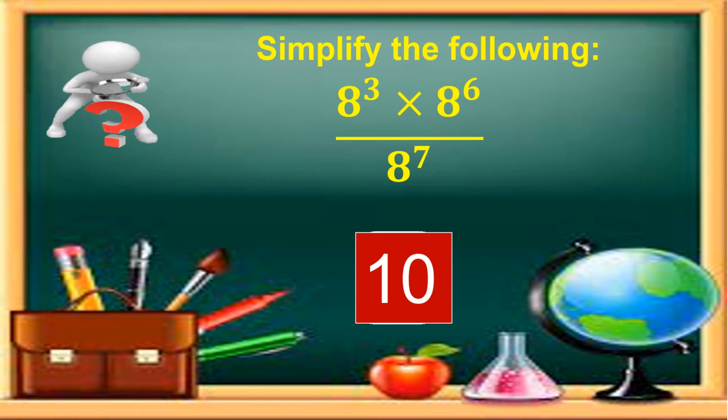First, let us have a short quiz. Simplify the following. 8 to the third times 8 to the sixth divided by 8 to the seventh is equal to what? I will give you 10 seconds to answer this one. Timer starts now.